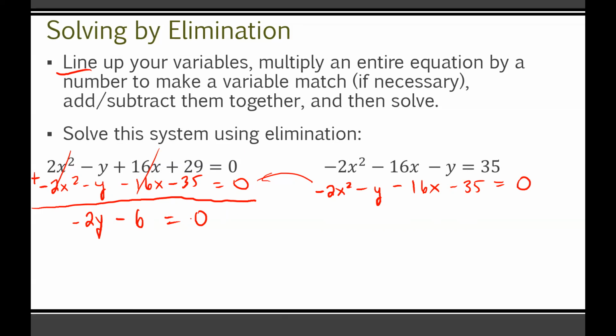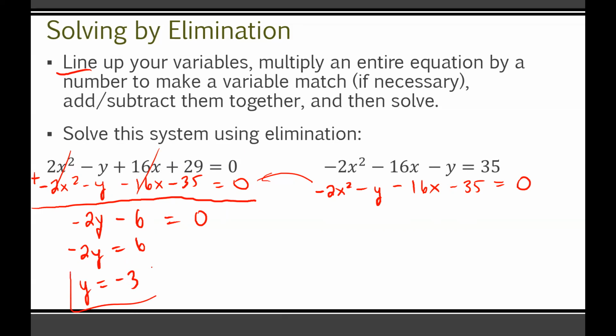And then that becomes actually really easy to solve. It's just -2y minus 6. That's a linear equation. Let's just add 6 to both sides. So -2y equals 6. And then divide by -2. So y is equal to -3. That was actually really, really nice. It usually doesn't work out quite so well.